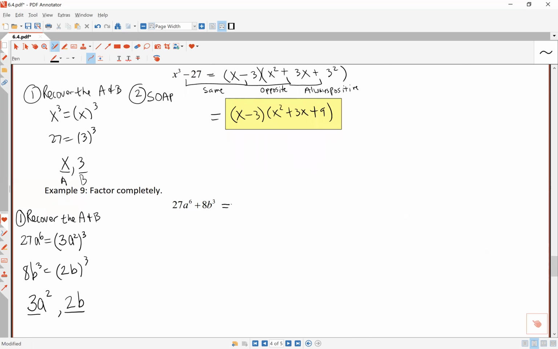Once we recover those two pieces, 3a squared and 2b, these are the two pieces that we put into the formula. And then we square, product, square. Squaring the 3a squared, taking the product of 3a squared and 2b, and taking the square of 2b.